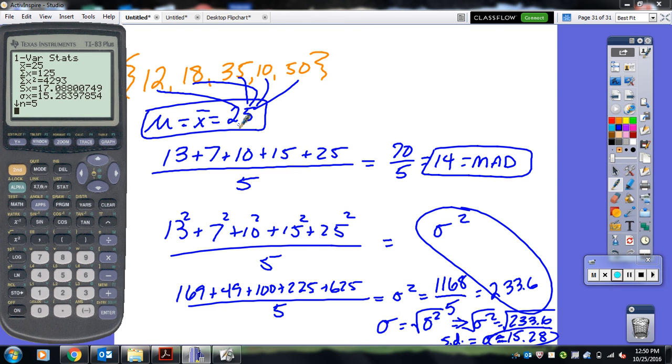Some of these may not make any sense to you, but here's again standard deviation, sigma for x, 15.28397, which I rounded to 15.28 down here. How can I use this number, though, to get my variance, or sigma squared? Well, take this number and square it. So you do 15.28397854 and square that. Of course, it won't be exact because it's rounded, but it was pretty darn close. In this case, it got 233.6, which is what I got by hand. So your calculator is a checking tool. You should use it to check.